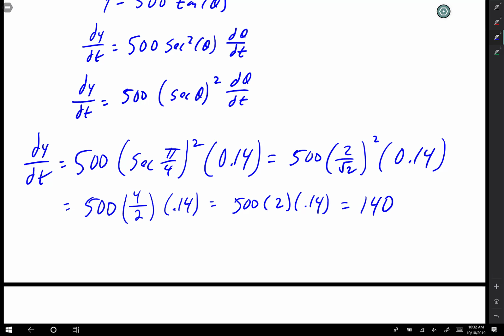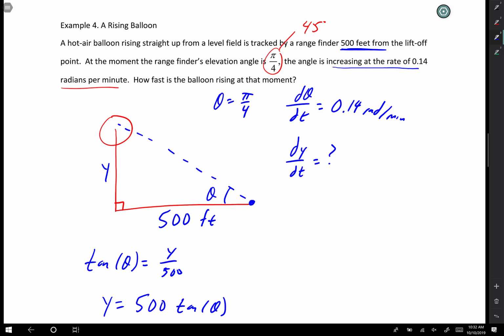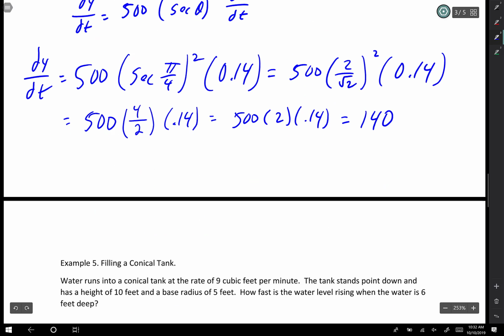I want to say that I know how to move the decimal. And my units are feet per minute. Yeah, that sounds plausible. 140 feet per second would be pretty fast for a hot air balloon. But 140 feet in 1 minute, yeah, it's rising a little more than 2 feet per second. Yeah, that sounds like a hot air balloon. A little faster than 2 feet per second.